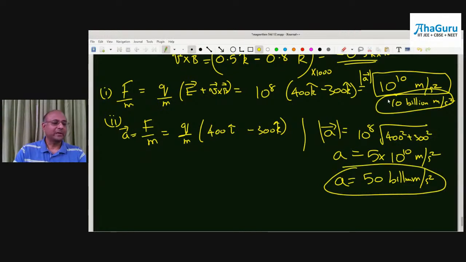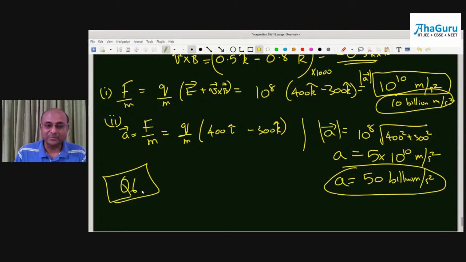Okay, right. So can you now try out question number 6? Please do question number 6. So question number 6, there is a region of space. E dot B is 0, so that tells you something. Magnitude of E is given, magnitude of B is given. And a charged particle is moving with a constant velocity. That statement is very important.